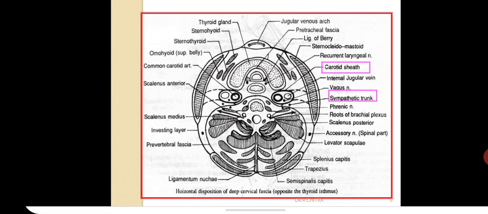So in this diagram you can see pretracheal fascia. In the last class we have seen it is derived from the fascia of the sternomastoid, then it forms the anterior wall of the carotid sheath. And again the same prevertebral fascia, derived from the fascia of the sternomastoid, forms the posterior wall of the carotid sheath. In the sheath you can see artery is medial and vein is lateral, vagus nerve is in between and behind. And behind the sheath you should draw the sympathetic trunk. In front of the sheath it is not given in the diagram, but you can draw, that is the ansa cervicalis.